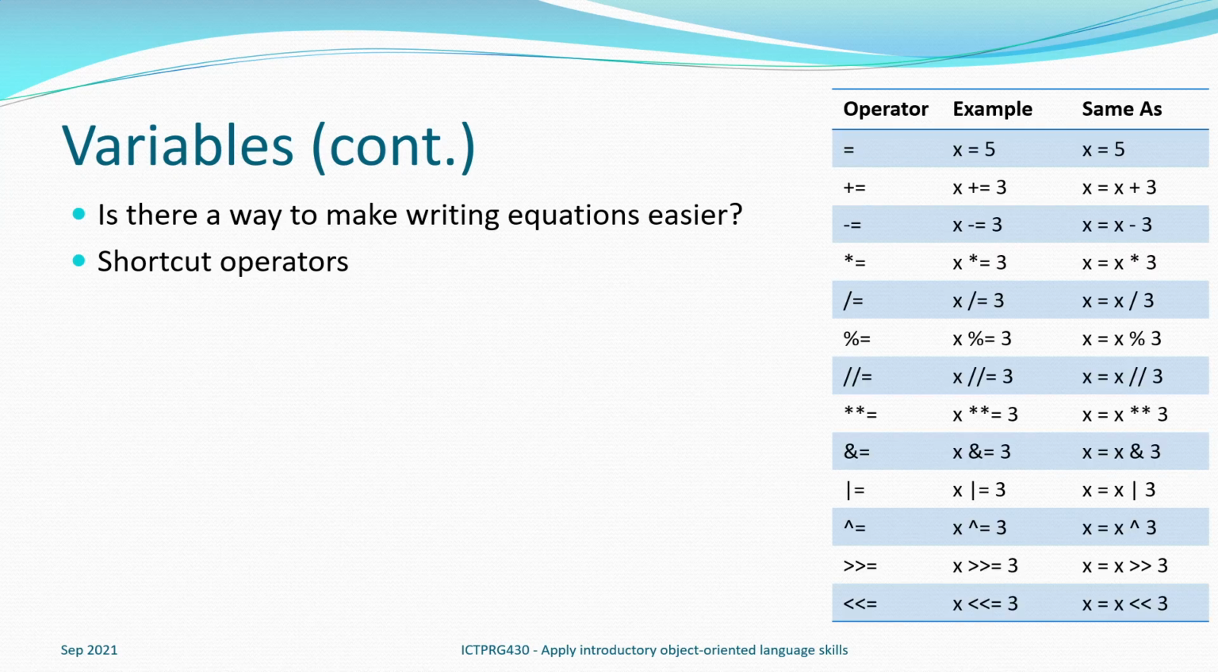So, shortcut operators. Rather than doing x equals x plus 3, we can shortcut that to x plus equals 3. Why? Because if we're doing a lot of these, it saves a few characters in the source code. The smaller the source code, the more efficient it is to run.